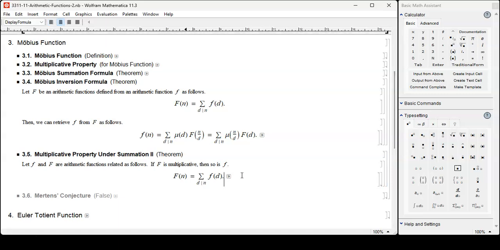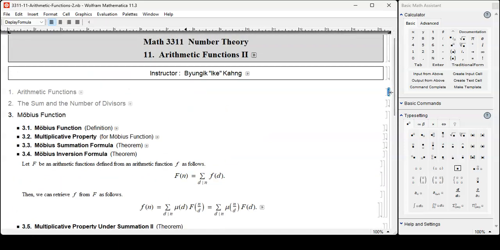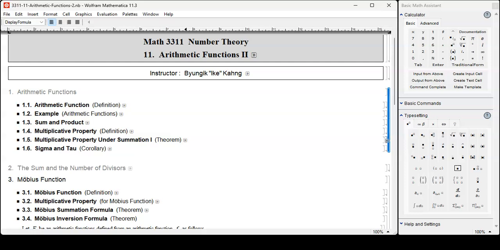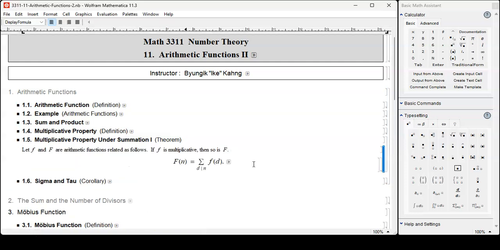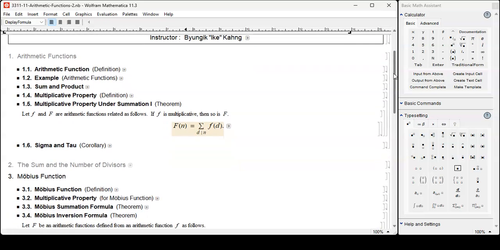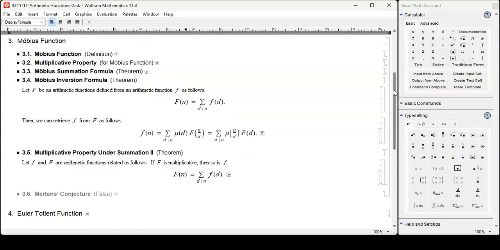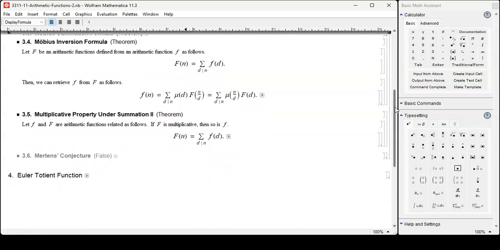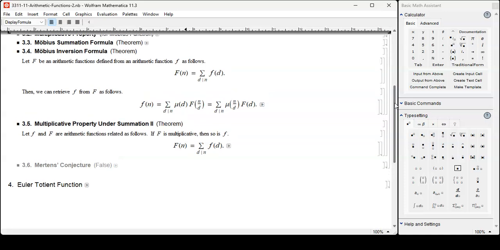Small f and capital F are related like this, yes. Same as the condition of this Möbius inversion formula. And if capital F is multiplicative, then so is small f. Remember this? Theorem 1.5, same condition. If small f is multiplicative, then so is capital F. We proved it. It wasn't easy, but we proved it. And we went through some corollaries. But here we are going backward.